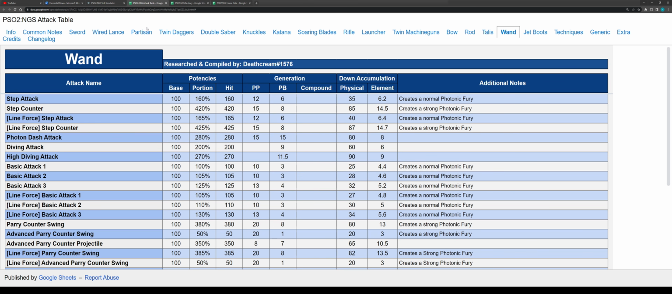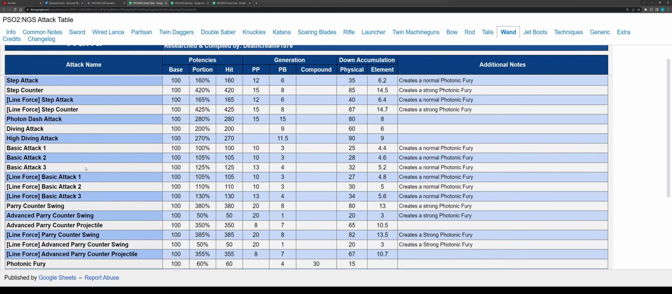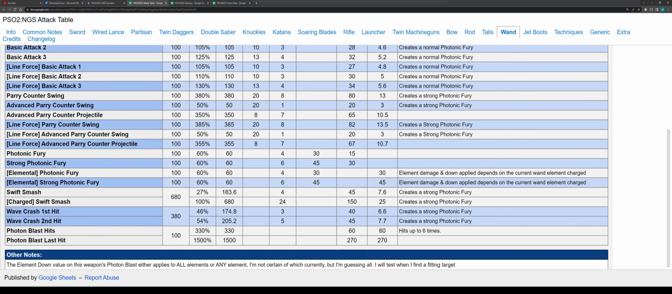So this is what we call the PSO2 NGS attack table. So when you see it in the description, it's going to be this link. What you're going to see here is the different attack names. Step attack, step counter, line force, this is essentially wand levers. If you were to do a step attack or a step counter doing wand levers, so on and so forth, working your way all the way down through the photon arts, the photonic furies, or the wand element explosions, and photon blasts.